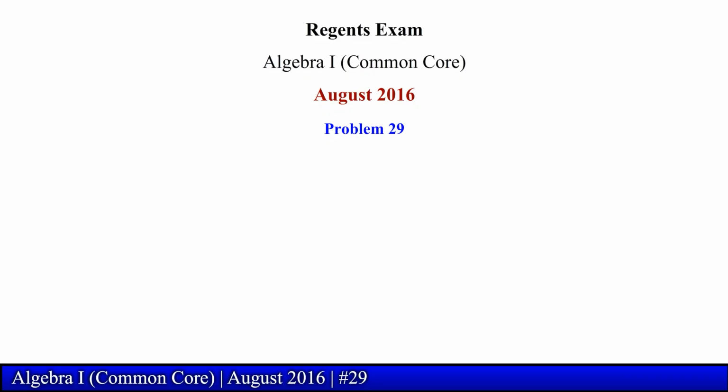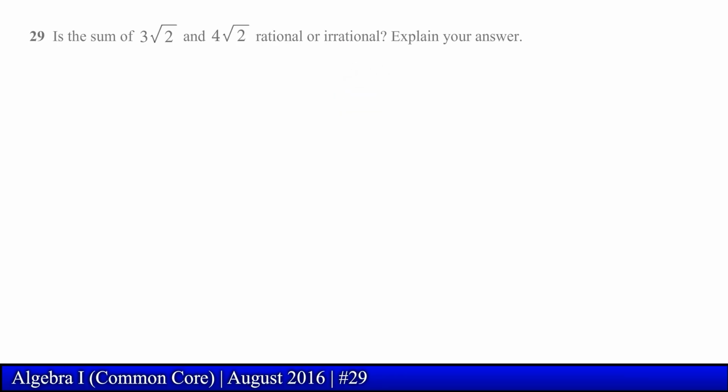Regents Exam, Algebra I, August 2016, Problem number 29. Is the sum of 3 times the square root of 2 and 4 times the square root of 2 rational or irrational? Explain your answer. In this problem, we are asked to determine if the sum of these two numbers is rational or irrational. We also need to explain our reasoning.